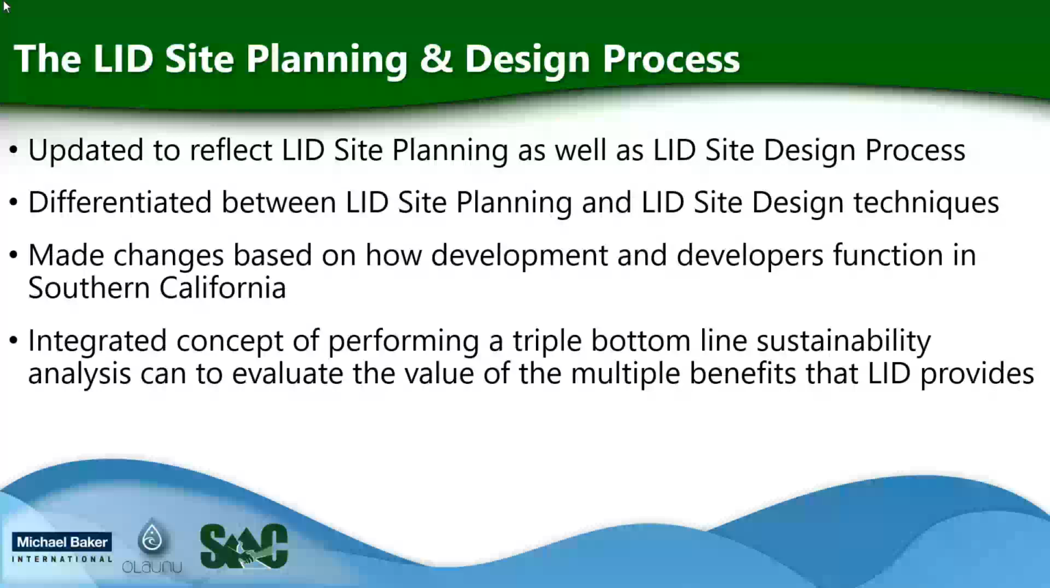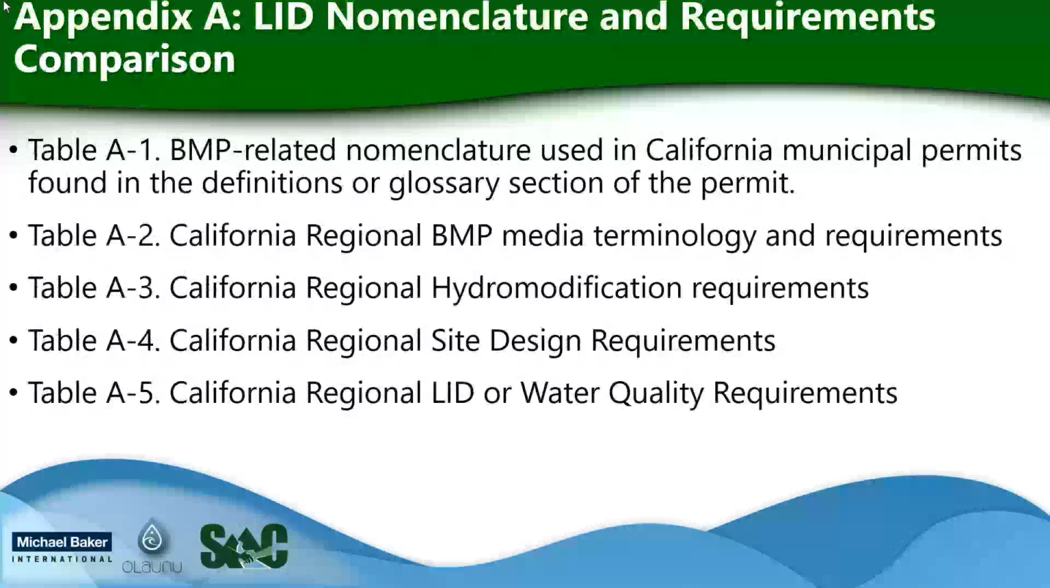And finally, in Appendix A, we've developed a comprehensive set of LID nomenclature and requirements comparisons for jurisdictions across Southern California. Table A1 is a table that identifies the BMP-related nomenclature used in California municipal stormwater system permits, and this is also found in definitions of the glossary section of the permit.